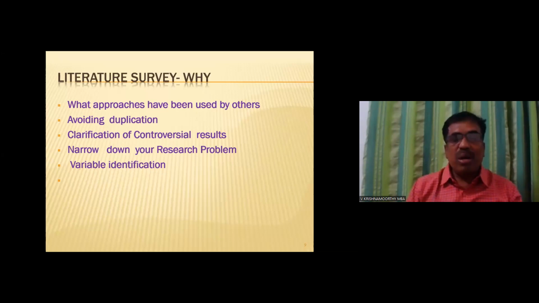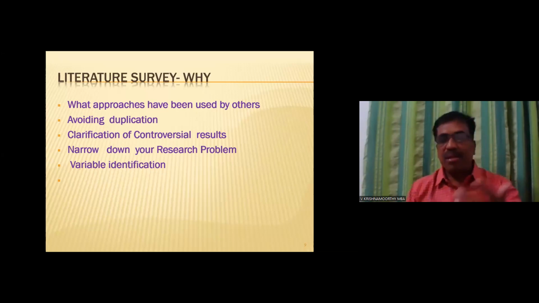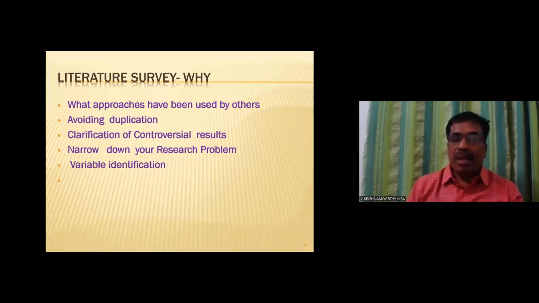Similarly, you can also avoid duplications. There is another purpose of doing a review of literature. Sometimes some results are controversial results. Let's take cockroach. When we say cockroach, immediately people will get nausea or giddiness.